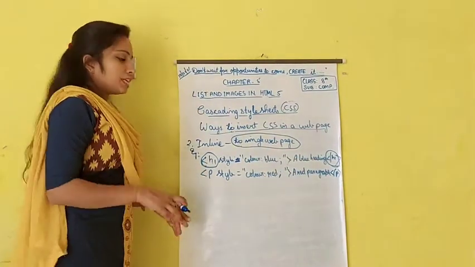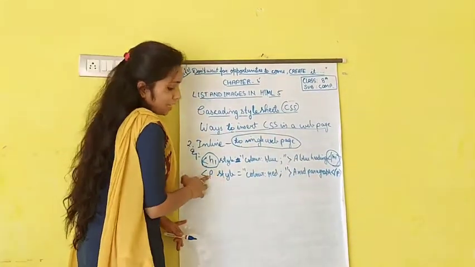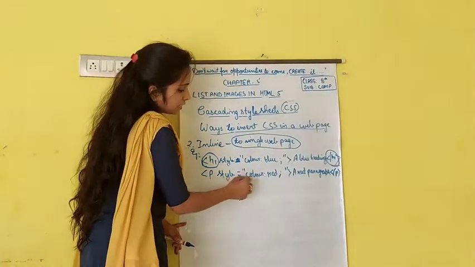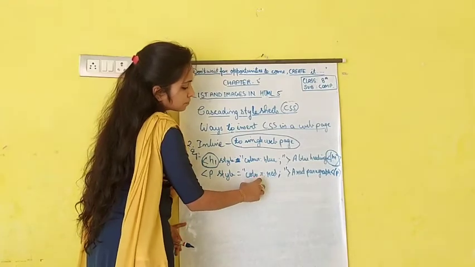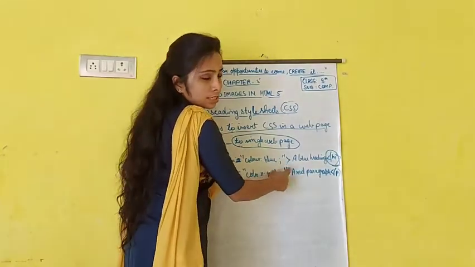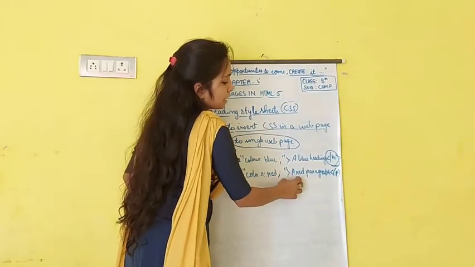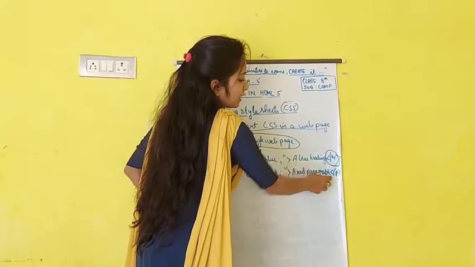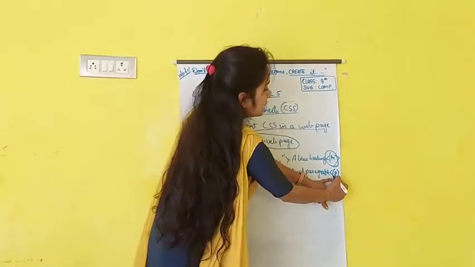Then the second property that we want to change is P, paragraph color. So again we will write P style is equal to color red. Color red, inverted comma close, symbol close, and then we will write a red paragraph. Okay, a red paragraph, and then again we will end it with slash.